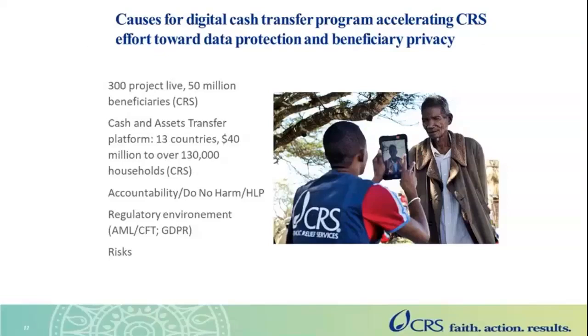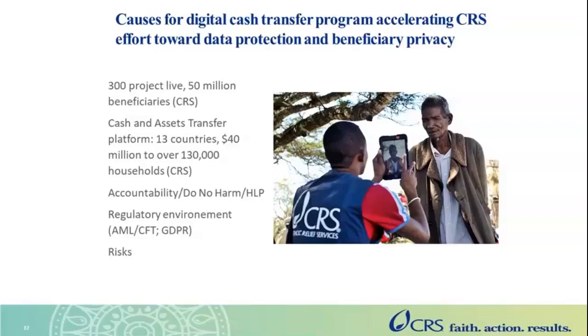So what are the causes for accelerating our effort toward data protection and beneficiary privacy as we did more digital cash transfer? Let's take a look at the data we are collecting. CRS currently has 300 projects live on which we are collecting data electronically. That represents more than 50 million beneficiaries. Not all these projects are cash.